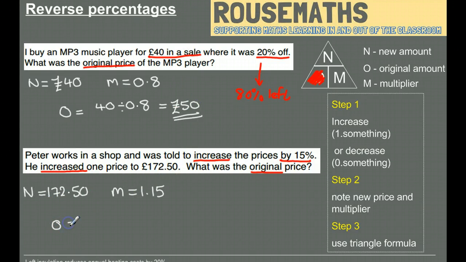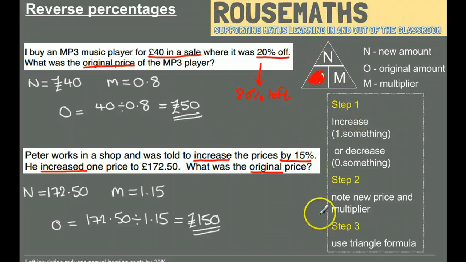So the original is going to be the new price divided by the multiplier for a 15% increase, and that gives us £150 as our answer.